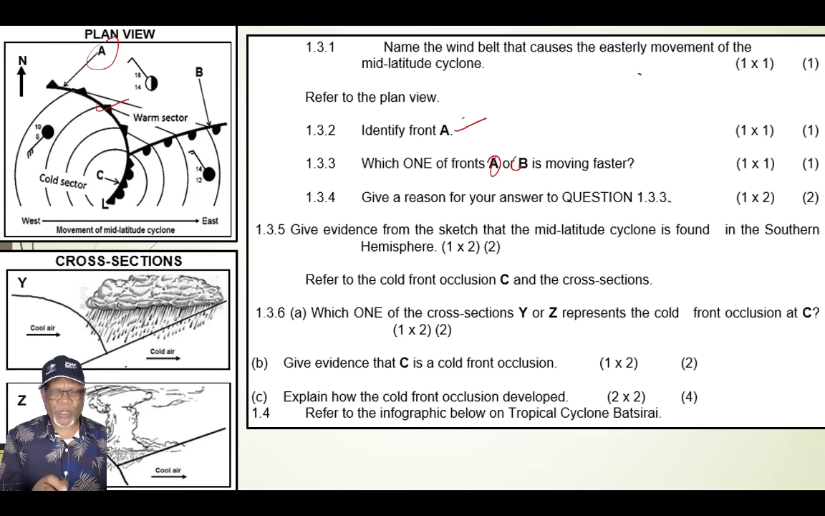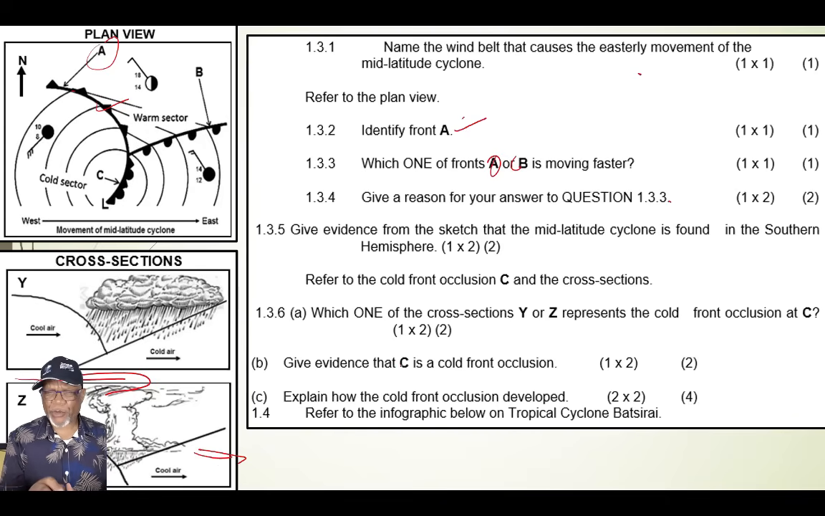So when you draw this cross section, you must also indicate the direction of the system. And if the examiner asks you to draw a cross section, you must label your cross section. You must say cross section of a mid-latitude cyclone in a mature stage, or cross section of a cold front occlusion, a cross section of a warm front occlusion. You must always give labels to your diagrams.